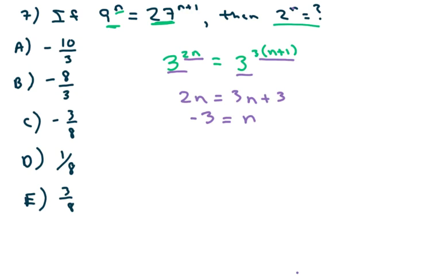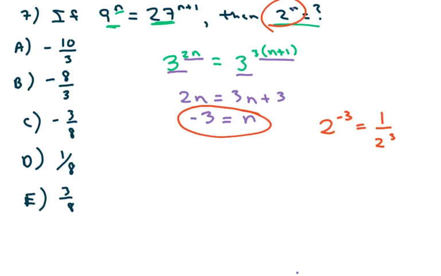But if n is negative 3, then you're going to plug this into what we need here. So 2 to the negative 3 equals 1 over 2 cubed, which equals 1/8, which is D.